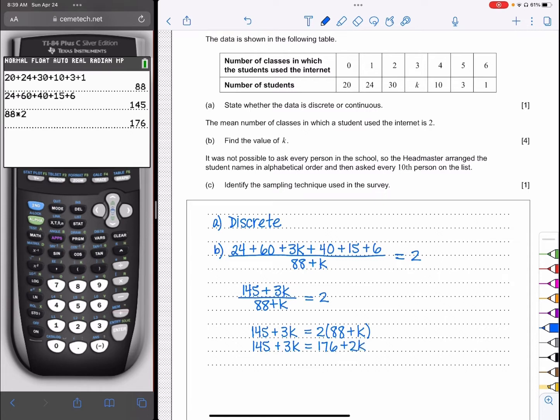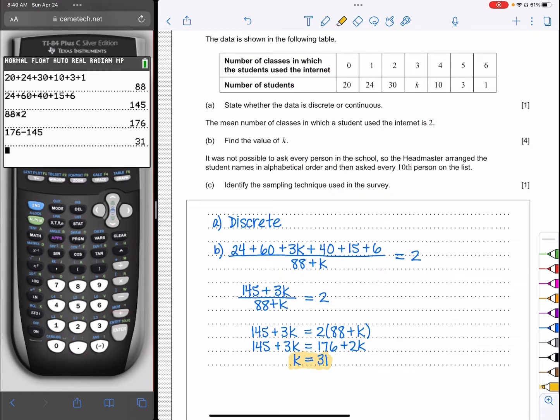And then I need to get all of my K's on one side. So if I subtract 2K, I'm going to end up getting K is equal to 176 minus 145, and I end up getting 31 here. So K is equal to 31 here.